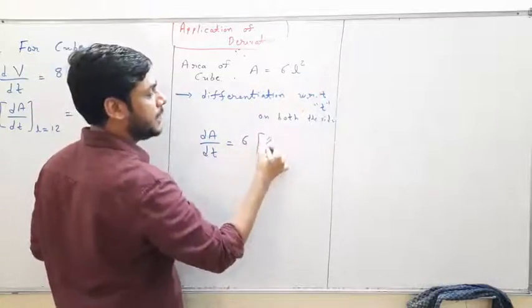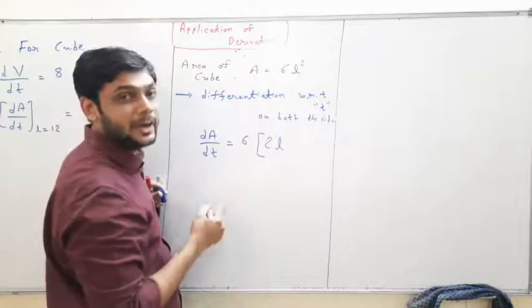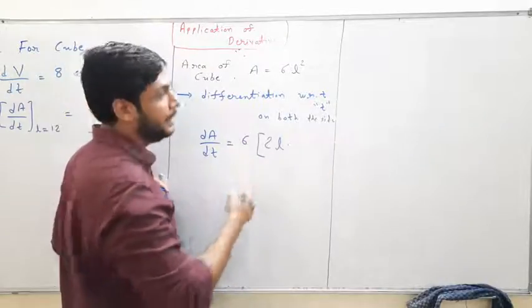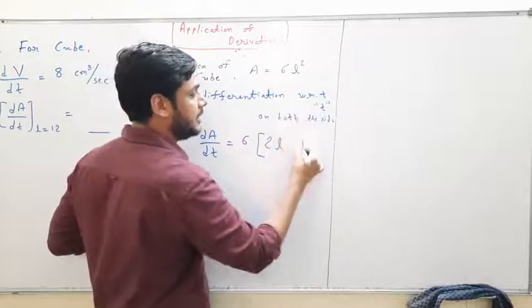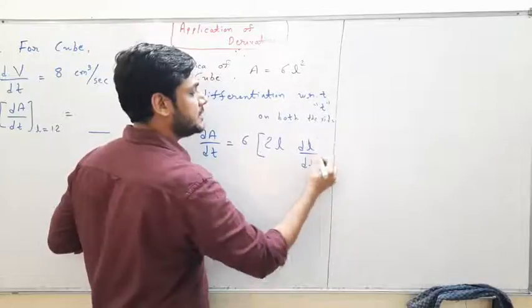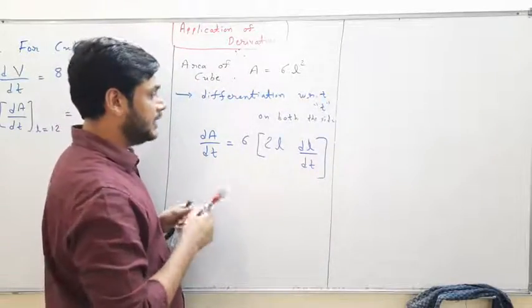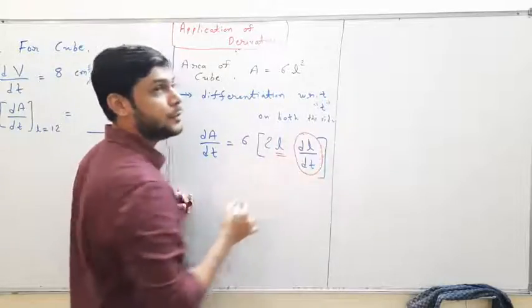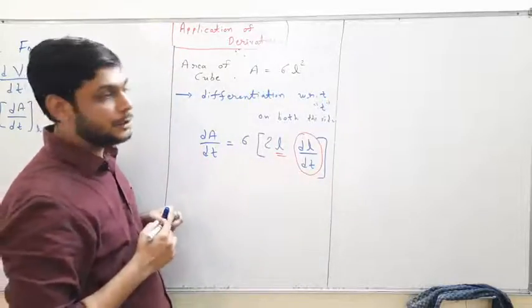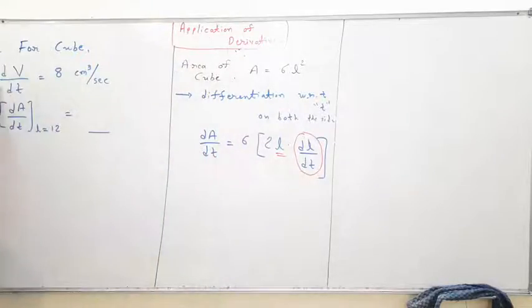Differentiation of L square is 2L, but here we have not differentiated with respect to L, we have differentiated with respect to t. So differentiation of L square is 2L, and by chain rule you have to again differentiate L with respect to time, so that is dL by dt. Here L is given, L equals 12, but dL by dt you don't know, which means you have to find the value of dL by dt. So from where will you get the value of dL by dt? That is from the value of dV by dt.